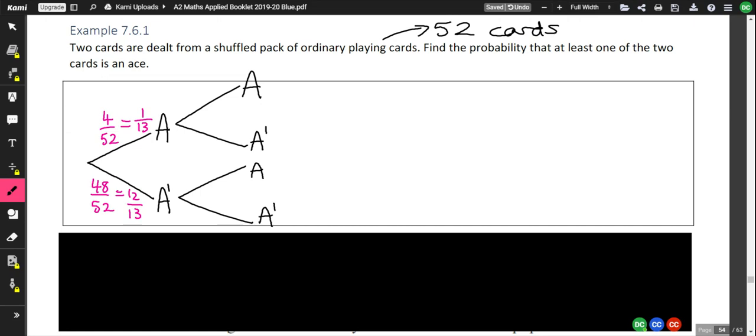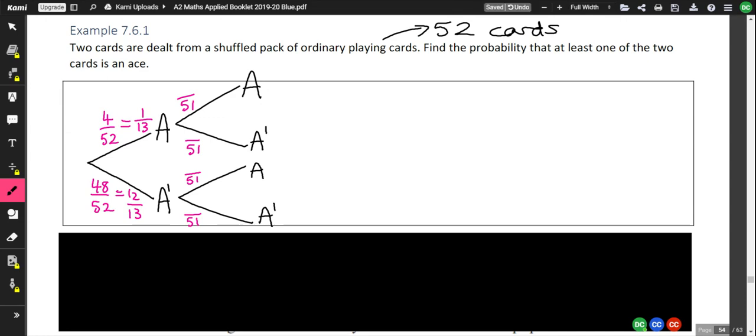Now, because we are dealing two cards from the shuffled pack, the first card is chosen. It does not go back into the pack. And then the second card is chosen. So what happens on the second go depends on what happened on the first go. So on the second pick, we're down to 51 cards. So each of these possibilities here, we've only got 51 cards remaining.